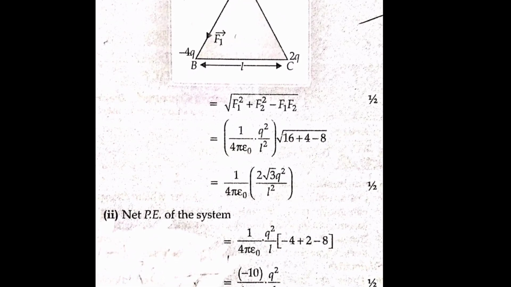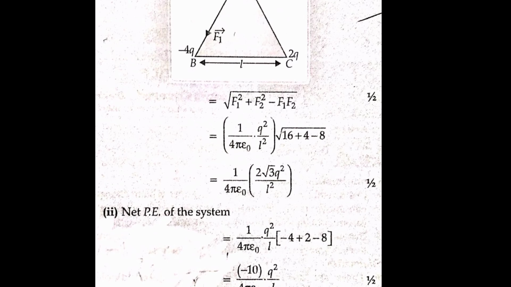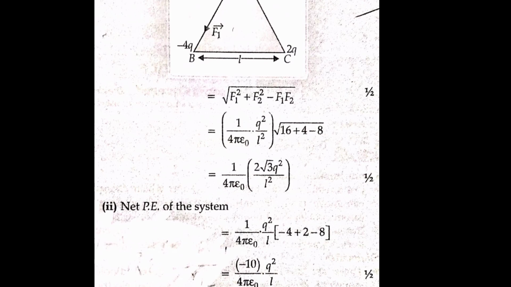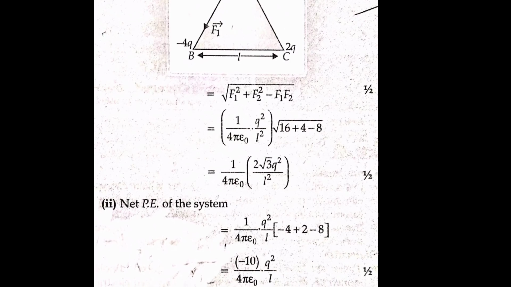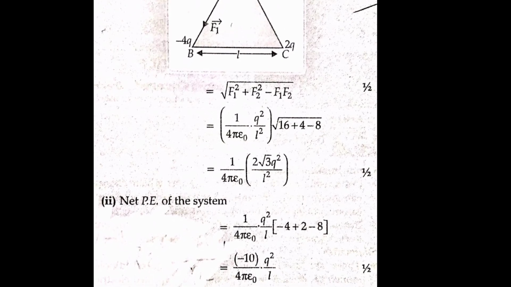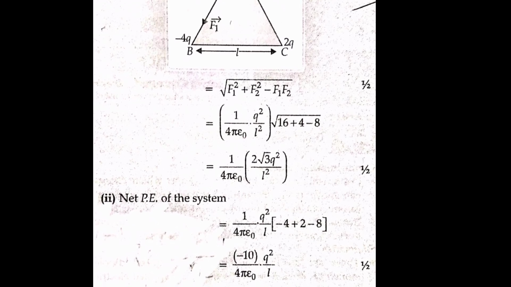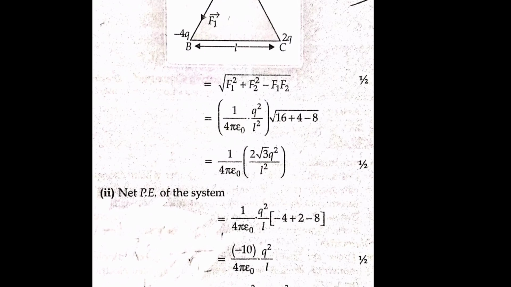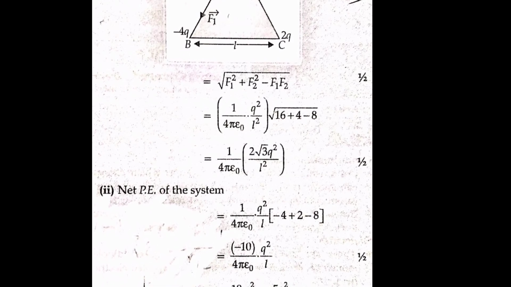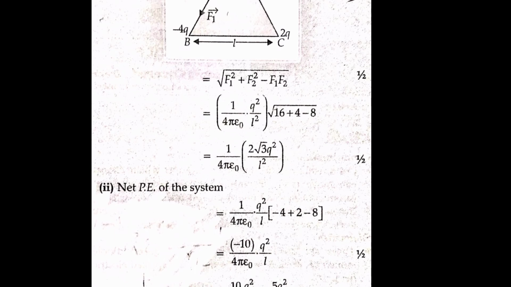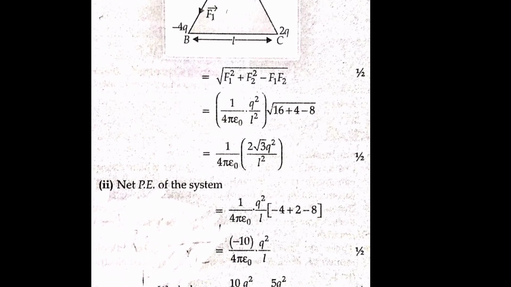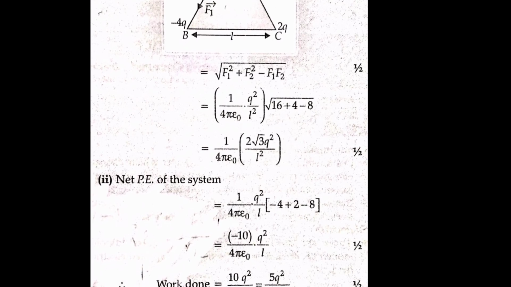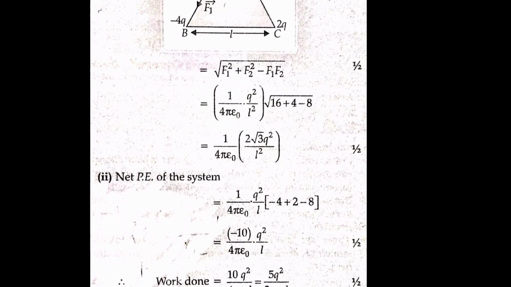So what will we get? Net potential of the system will be equal to 1 by 4 pi epsilon 0 Q square by L, that is constant, right? Within the bracket we can write Q1 Q2, that is minus 4, plus then Q2 Q3, that is 2, plus minus 8. So the total equation we are getting is minus 10 by 4 pi epsilon 0 Q square by L, or that work done is equal to 10 Q square by 4 pi epsilon 0 into L.